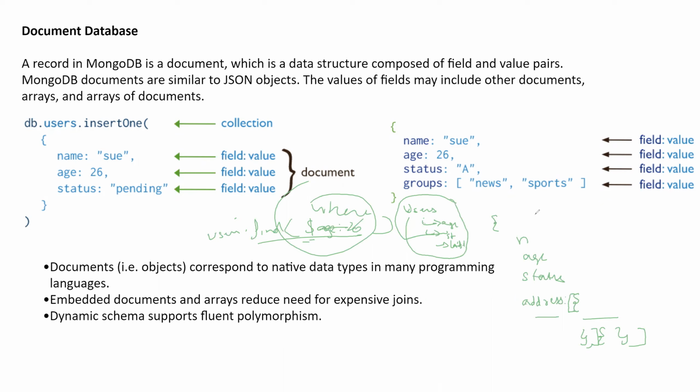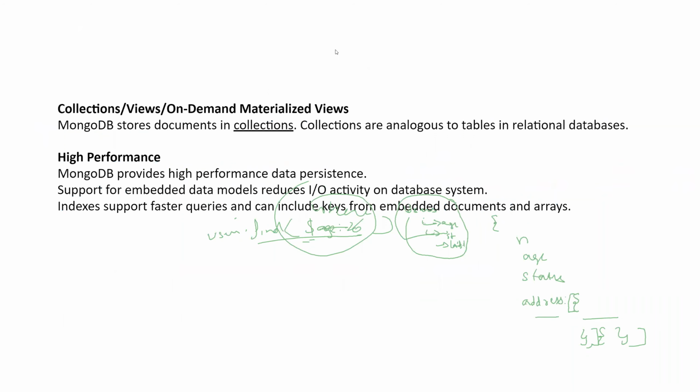So how does one object behave while creating our data structure, when we are actually implementing these? This is the thing: documents as objects. And as discussed, embedded documents and arrays reduce the need for expensive joins. Let's move on to the next slide.